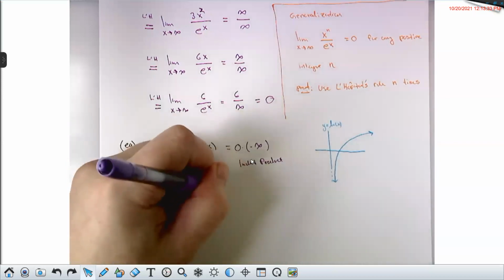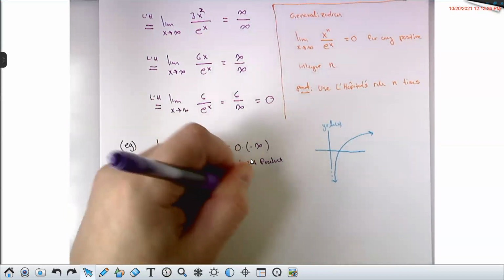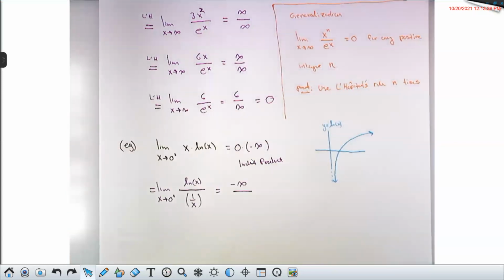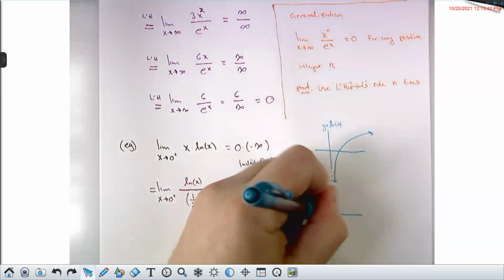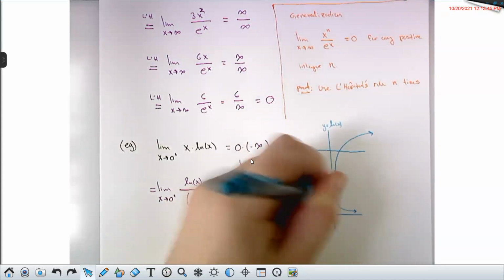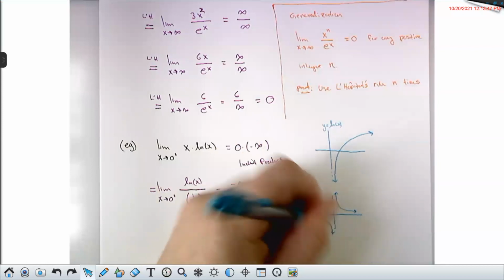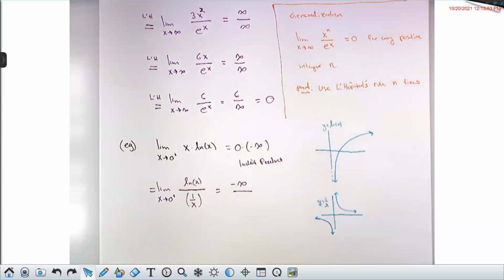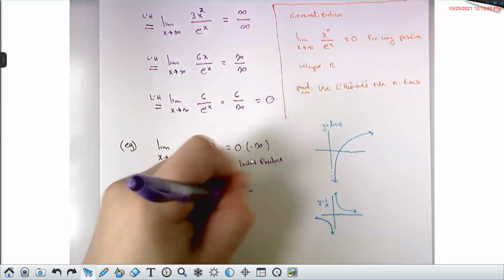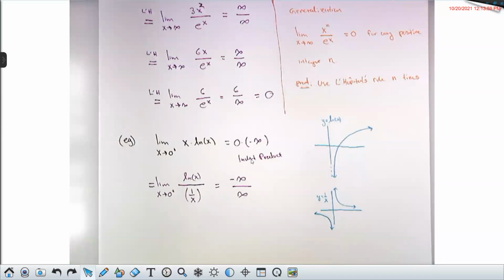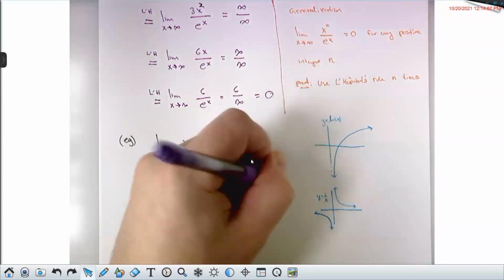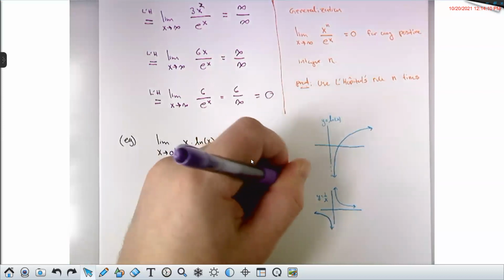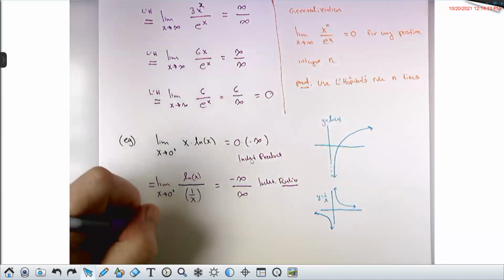Now, as I send x to 0 from the right, the top is still going to negative infinity. The bottom, 1 over x, as x goes to 0 from the right, 1 over x is going to positive infinity. So this looks like negative infinity over positive infinity, which again is not 1, right? 0 over 0, infinity over infinity, they're not 1. These are indeterminate ratios. But now that it is a ratio, I can apply L'Hopital's rule.